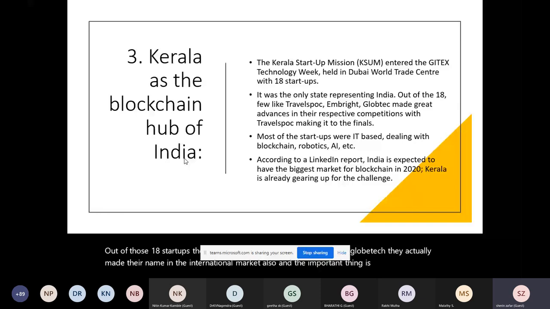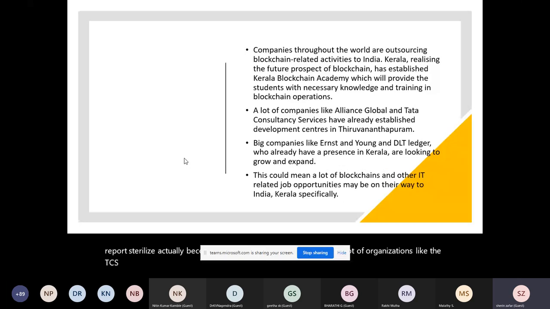And a lot of organizations like TCS are establishing a particular blockchain hub in Thiruvananthapuram. Big companies like Ernst & Young and other organizations are also expanding their blockchain market by collaboration in Kerala. And a lot of job opportunities will also be created for people who have expertise in this blockchain environment.